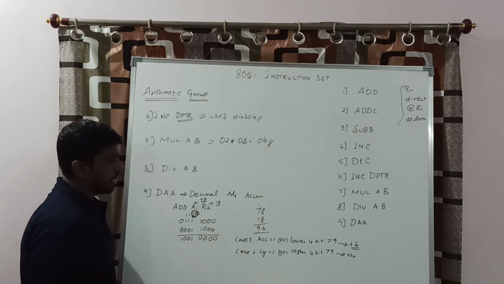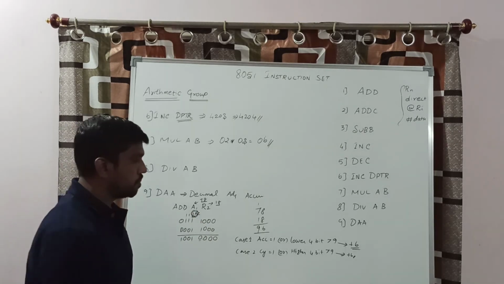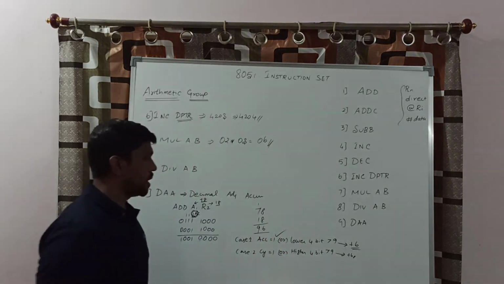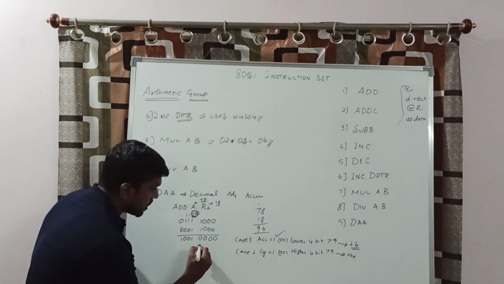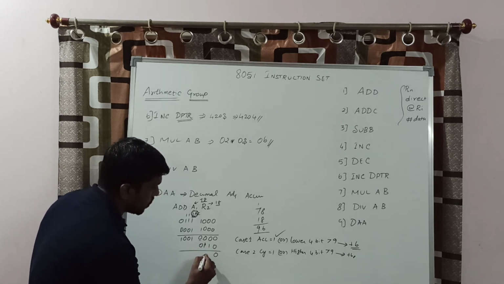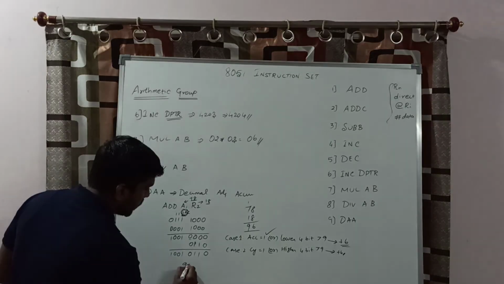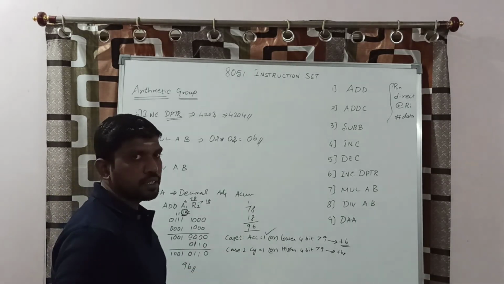In this example, it produces one auxiliary carry, but the lower nibble value is less than 9. The first case is satisfied. You just add 6 in the lower nibble, 0 1 1 0 1 0 0 1. Finally, we get the result 96.